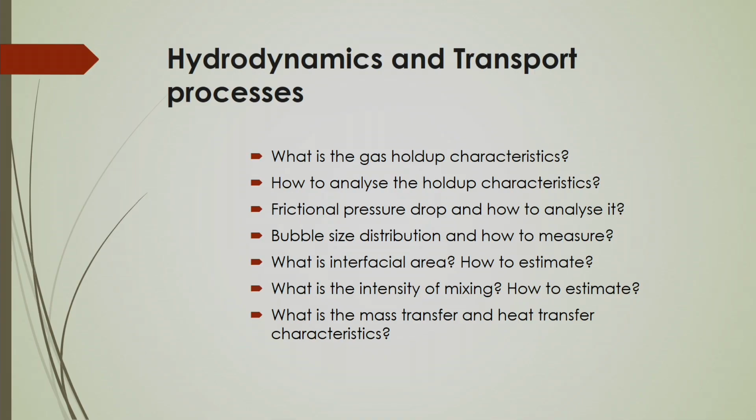Now in this case you have to know what the hold up characteristics, the gas hold up characteristics, will be, and also how to analyze that hold up in the downflow system, and what the friction or pressure drop is and how to analyze it, the bubble size distribution or drop size distribution and how to measure this drop size or bubble size in this particular system, and what the interfacial area is, and how to estimate the interfacial area that is created by generating bubbles or droplets in these downflow systems by the ejector system.